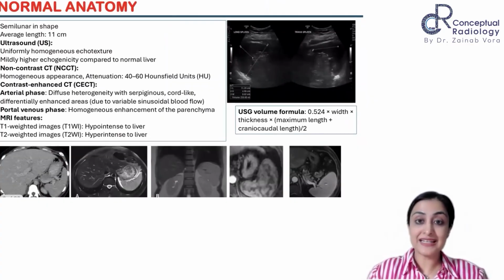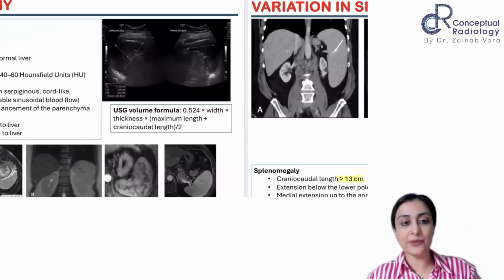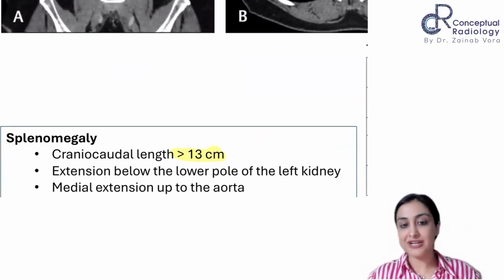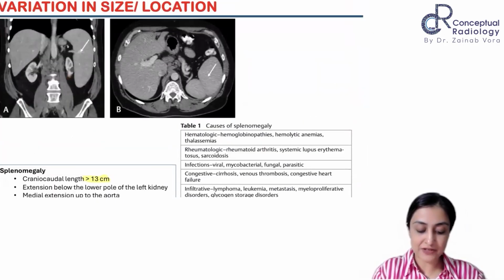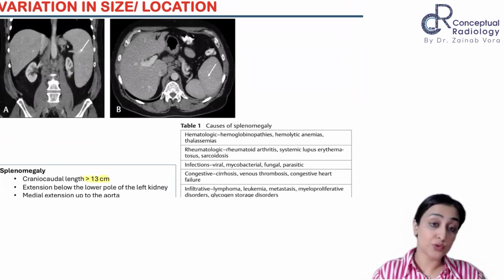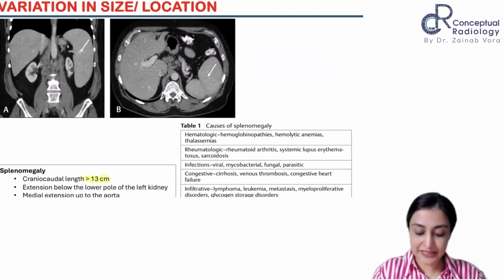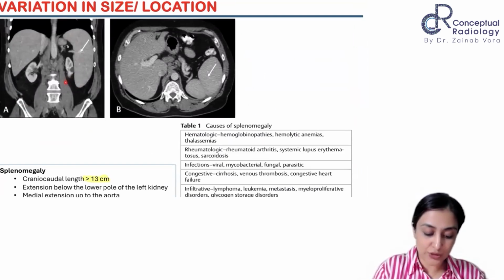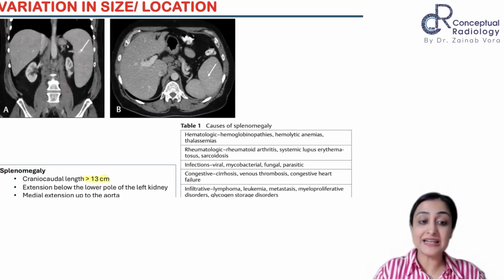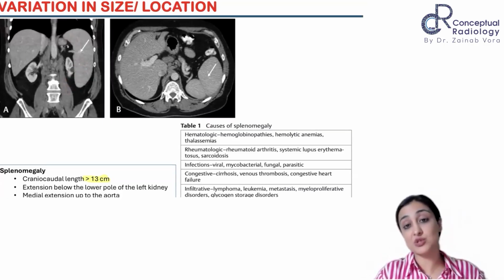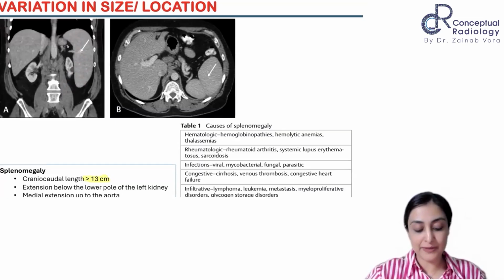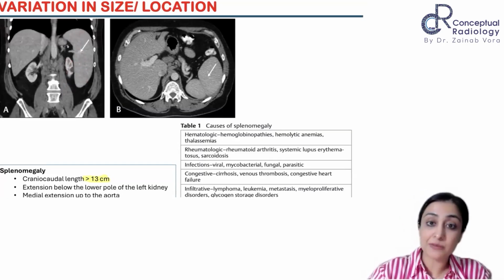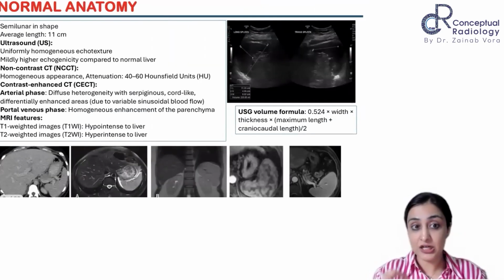There are other criteria as well. So let's discuss that. When do we call spleen enlarged? If it extends below the lower pole of left kidney. So here you can see how it's going below the lower pole, or medial extension up to the aorta. On coronal only, if you see that medially it is extending up to the aorta. That's also another thing that usually we don't see. So two things: if you can't measure the length, see the kidney. If you can measure the length, 13 centimeter, right?